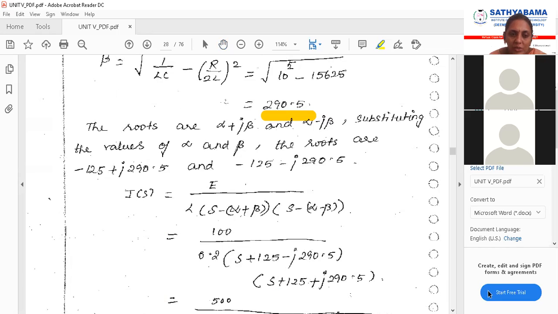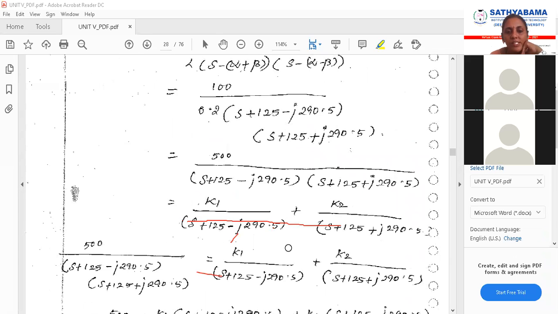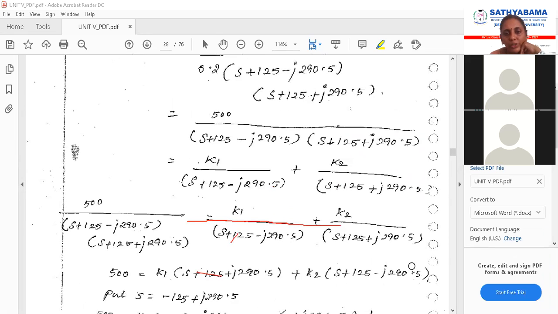I of S is equal to E divided by L into (S minus alpha plus beta) into (S minus alpha minus beta). E value is given in the problem. It is going to be 100. Okay, L is 0.2. S minus alpha, we had got it here as 125. So we'll put it as 125 and beta is going to be 290.5. Alpha is minus 125. Okay. So substituting all the values of alpha and beta. Okay. Now we had got this equation.